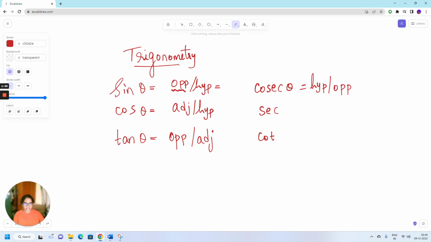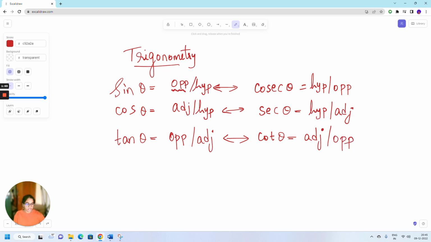You can see that sine theta and cosecant theta are reciprocals of each other. Agree? So secant theta is the reciprocal of cos theta. So secant theta is equal to hypotenuse divided by adjacent. Now cot theta is the reciprocal of tan theta. So the definition of cot theta is adjacent divided by opposite.